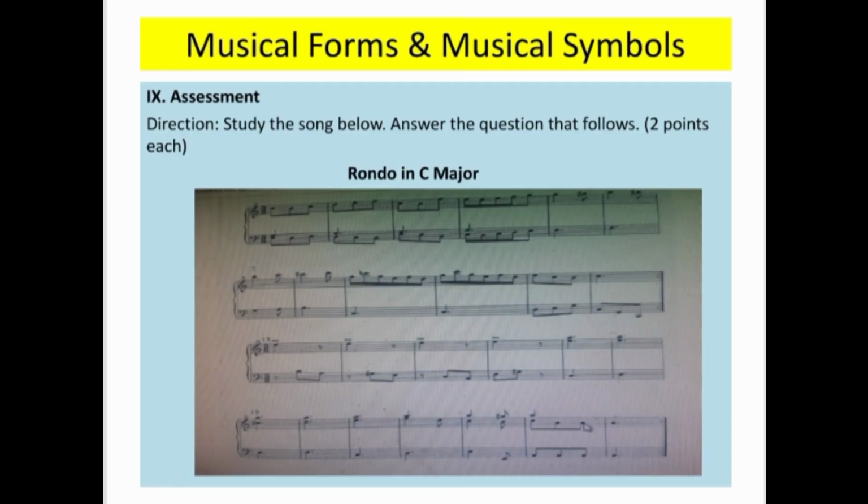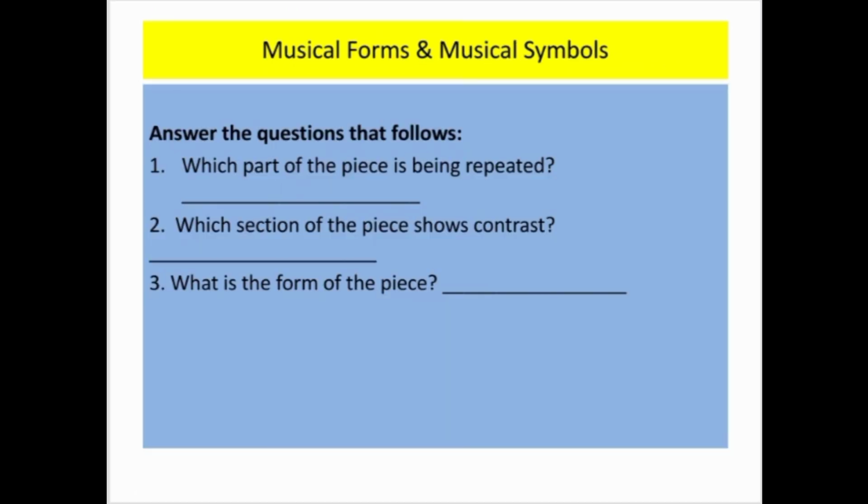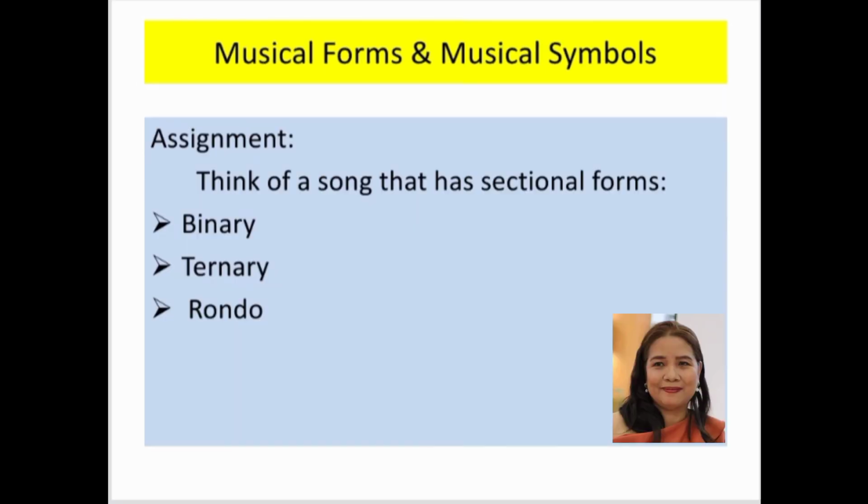Assessment. Direction. Study the song below. Answer the questions that follow. We have 2 points in each question. Question number 1. Which part of the piece is being repeated? Number 2. Which section of the piece shows contrast? Number 3. What is the form of the piece? For your assignment, think of a song that has sectional forms. We have binary, ternary, and rondo.